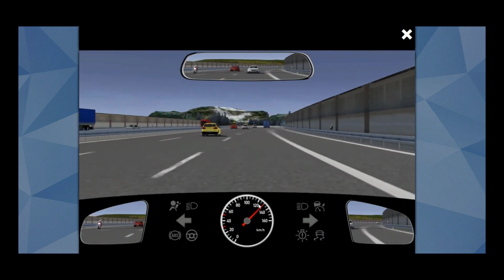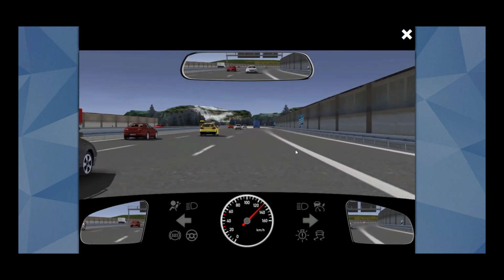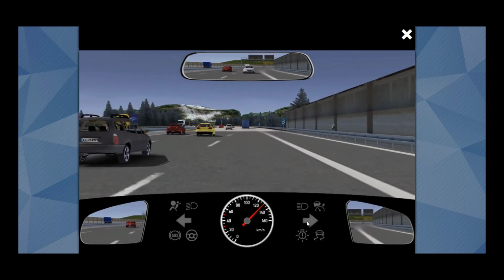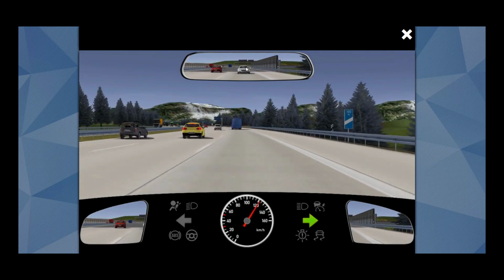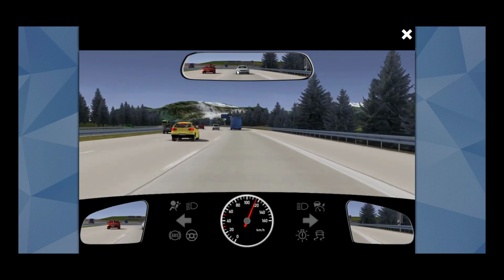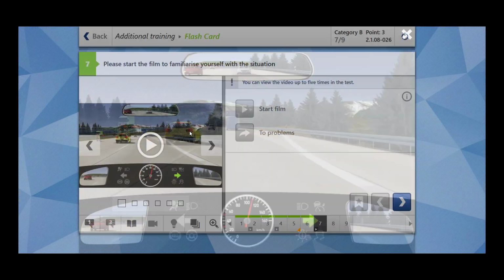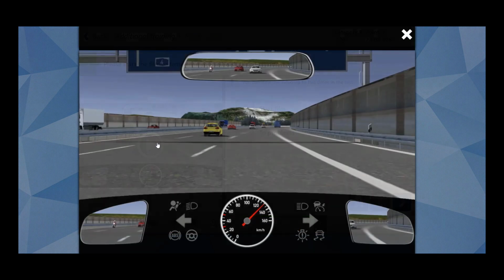So what we see, we are driving at 130 km per hour. At 300 meters, we have given the indicator that we want to leave the autobahn. This car has also given the indicator, it also wants to leave, and this yellow car which is in front of us has also given the indicator. Let's play it once again.